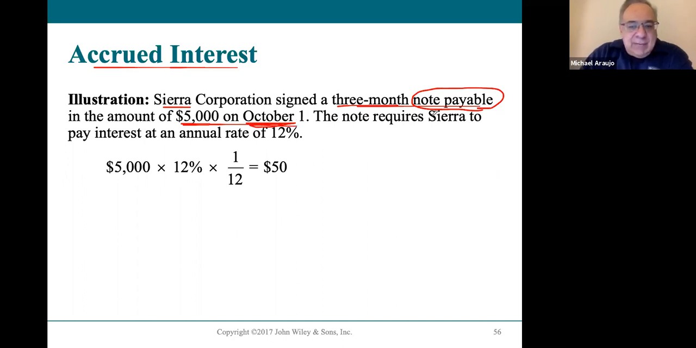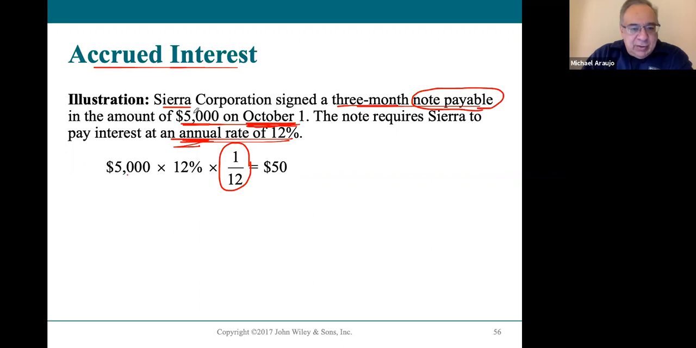Well, first of all, we have to know that this note had an annual rate. So the word annual, 12%, that's annual. That's all year, all 12 months. This is a 3-month loan, but this is an annual rate. Even more interesting is we're only interested in what's happening for October. So we actually only want to know 1 month's interest.